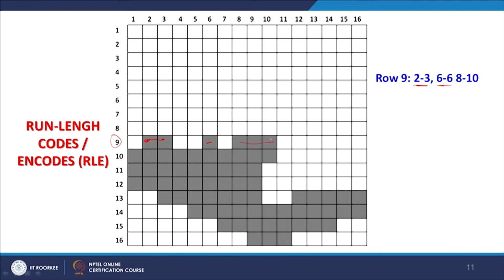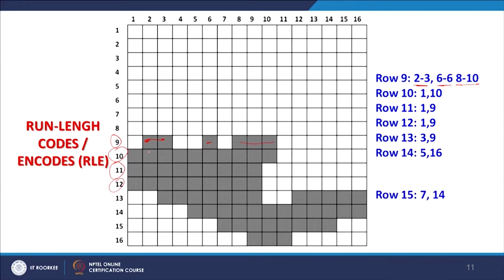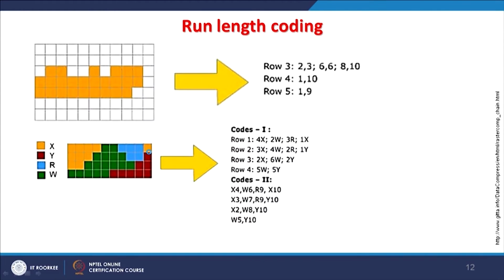Then 8 to 10 is here, and then it will go for the next row and then another row till it reaches the last row of the data. So, for 10 it is just simply 1 to 10, it is all black, and likewise we can code the entire black area of this particular image.